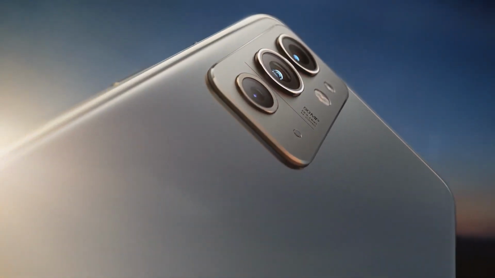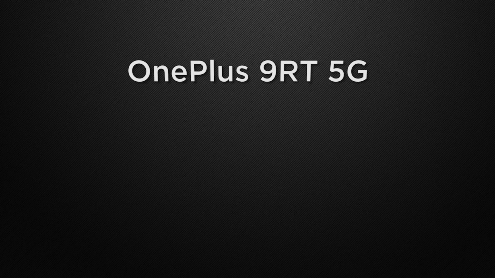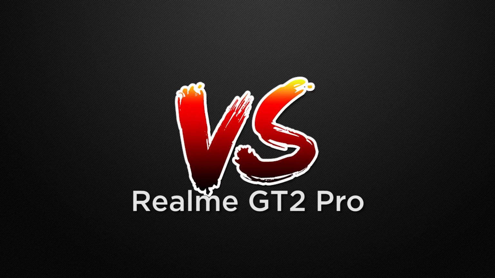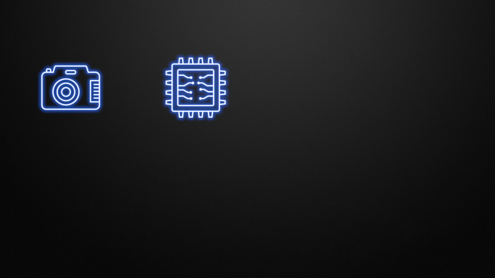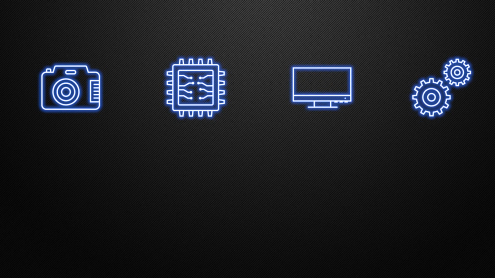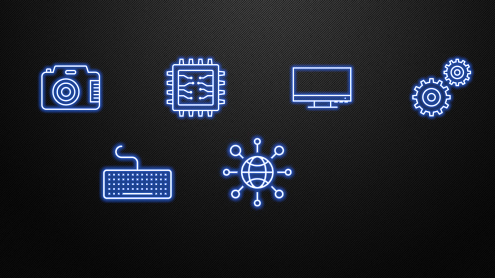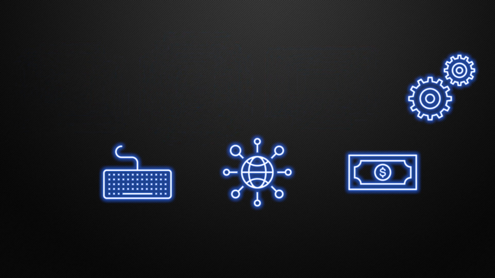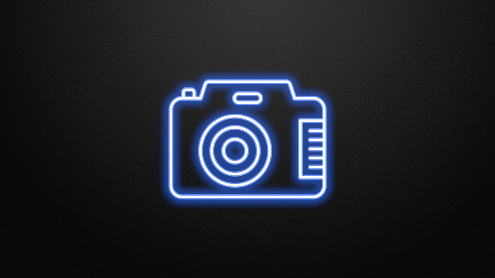In this video, we are going to compare between OnePlus 9RT 5G versus Realme GT 2 Pro. And we will discuss which one is better in camera, performance, display, body of the devices, features, communication chips and about the prices. At the end of the video, I'm gonna tell you which one is better according to me. So watch this video till the end. So without wasting any time, let's start the video. Let the comparison start with the camera of the devices.